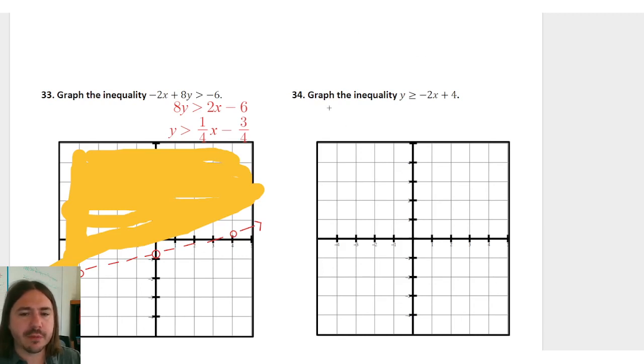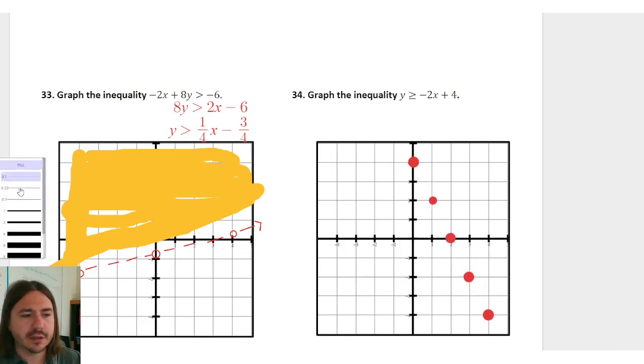Number 34, same kind of deal here, except this one's already in slope-intercept form, so we're going to end off with a nice one here. This one I'm going to go with the solid dots and the solid line because of the equal to part of it. The y-intercept here is 4, and the slope is -2. So I'm going to go down 2/1 and continue that pattern all the way down. And there's my line.